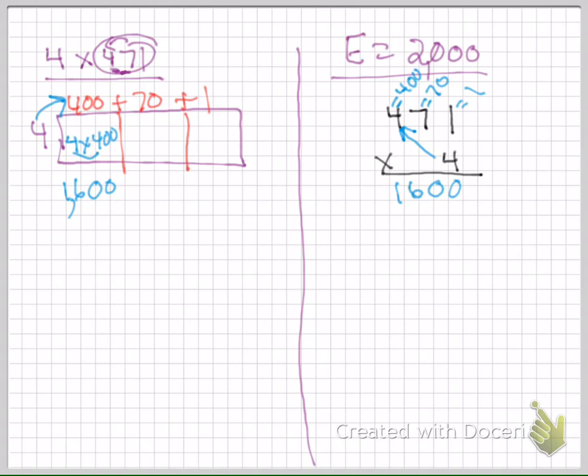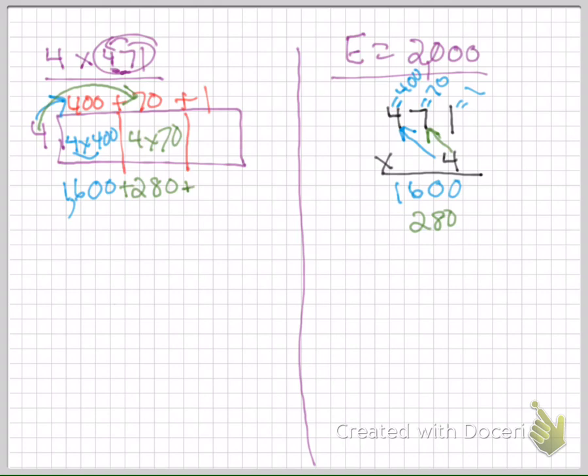Now we're going to move over to the tens column. Now we have to do 4 times 70. All right, I know that 4 times 7 is 28, and I've got 1 zero there. I have to do the same thing over here. 4 times that 7, which is really 70, which again is 280.